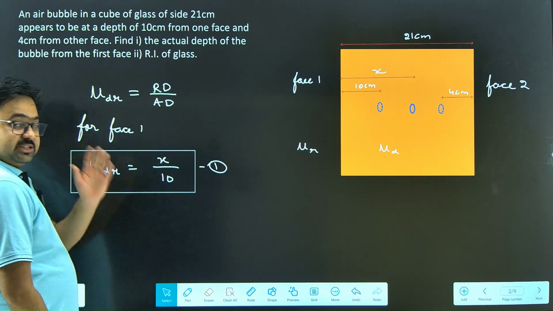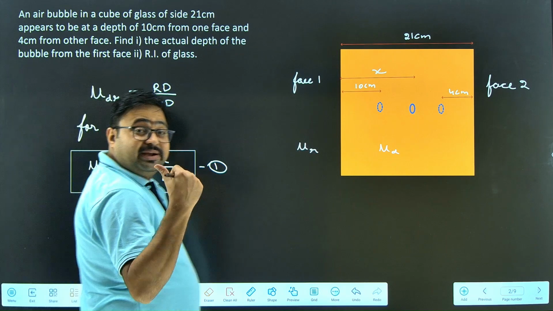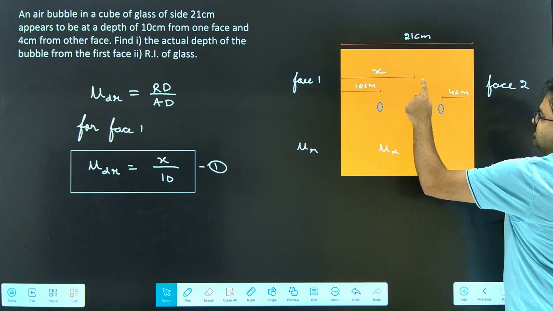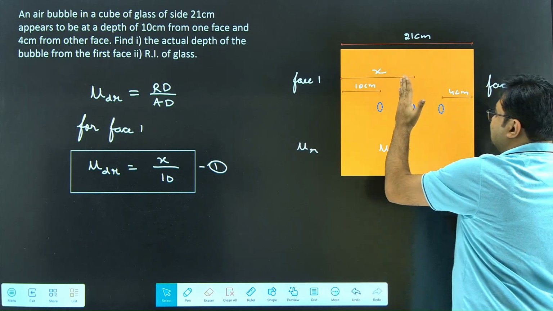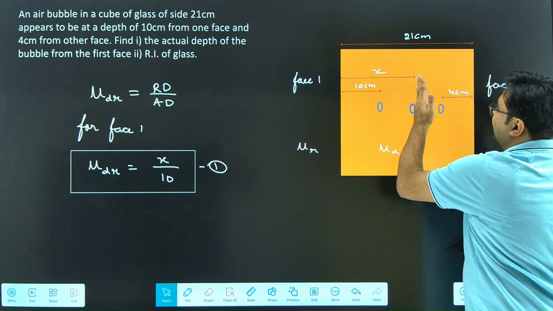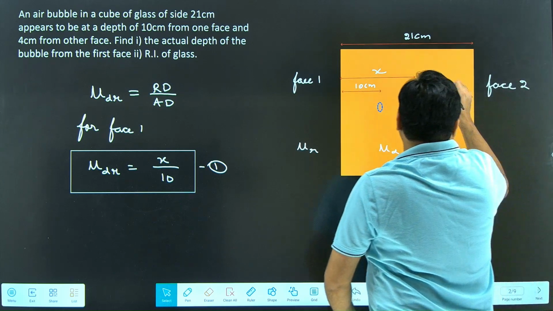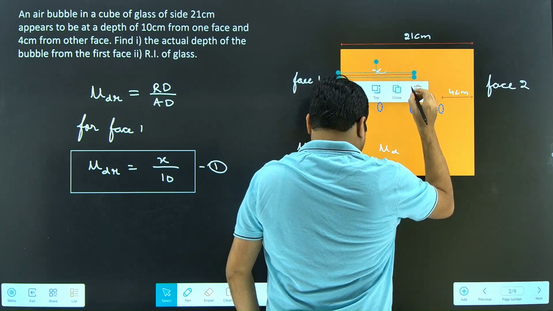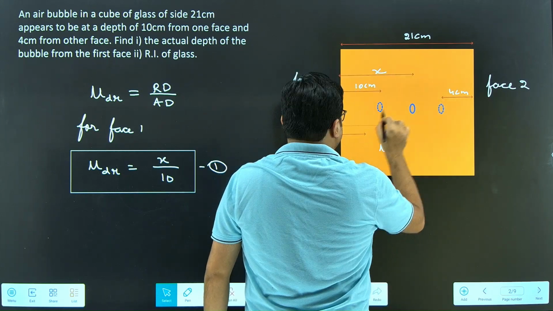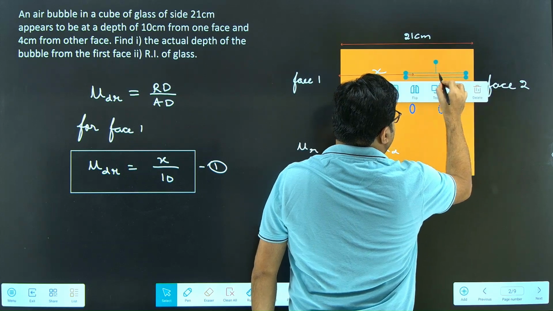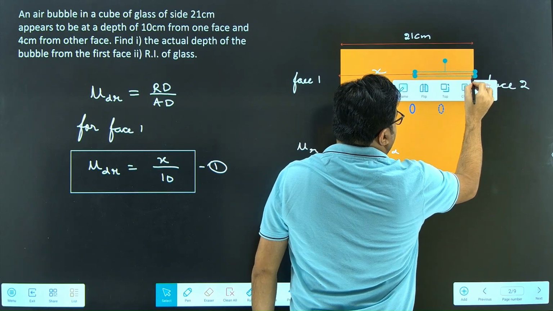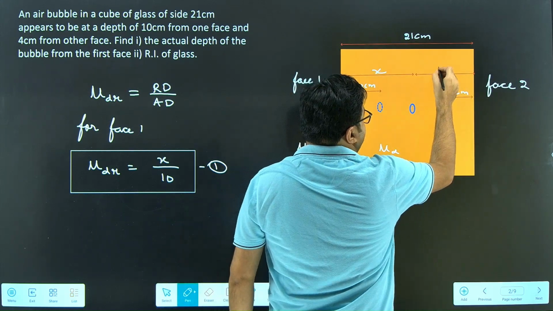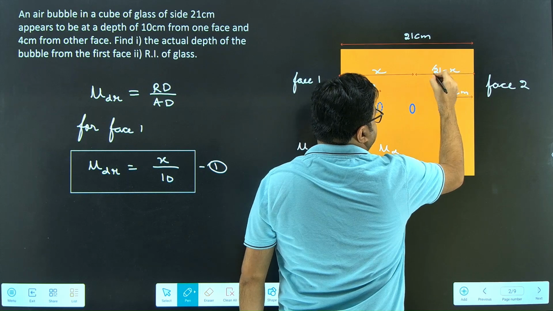That's equation number 1. Similarly, you can write another equation for face 2. Real depth is all the way from here to here. If this is x and that's 21 centimeter, this is supposed to be 21 minus x. That distance is definitely going to be 21 minus x, right?